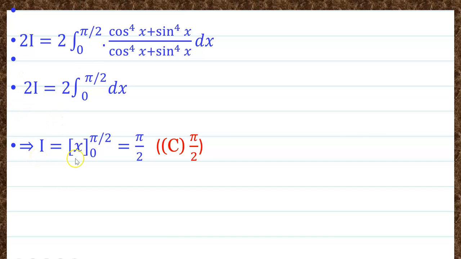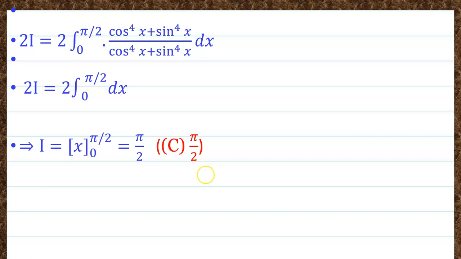I is equals to x आणि अपर लिमिट किती येतं पाय बाय 2 आणि लोअर लिमिट 0, सबस्टिट्यूट करणार अपर लिमिट मायनस लोअर लिमिट. डायरेक्ट अपर लिमिट पाय बाय 2 आहे, पाय बाय 2 मायनस 0 दॅट इज पाय बाय 2 अँड दॅट्स वाय दी ऑप्शन C इज अ करेक्ट वन. आन्सर किती आलं तर पाय बाय 2 आलं आणि तो कुठला ऑप्शन आहे तर C ऑप्शन इज अ करेक्ट वन.